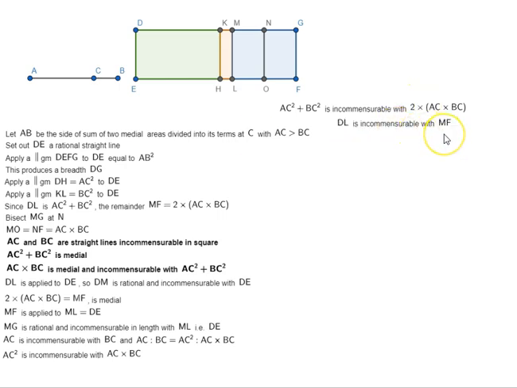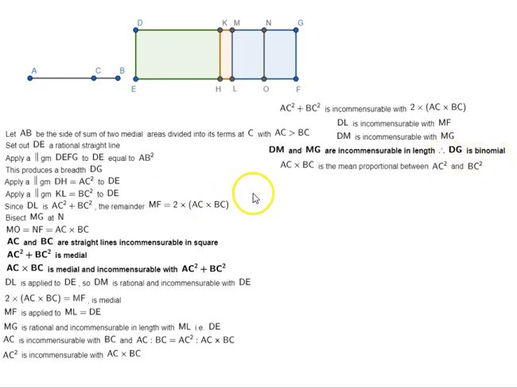That means DL is incommensurable with MF because DL is nothing but AC square plus BC square, and 2 times AC by BC is MF. Remember, DL and MF have been applied to DE. DE is common to both. So if DL is incommensurable with MF, the other side, that is DM, is going to be incommensurable with MG. So DM and MG are incommensurable in length. Therefore, DG is binomial.